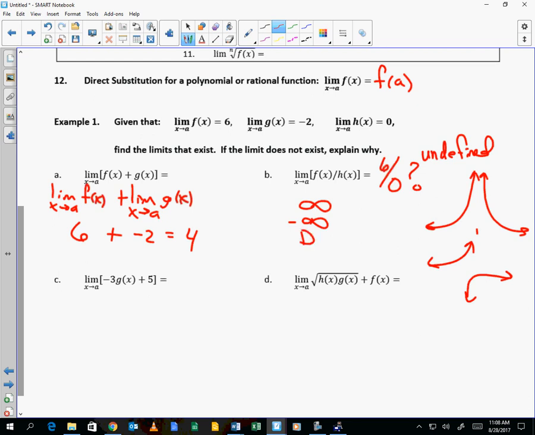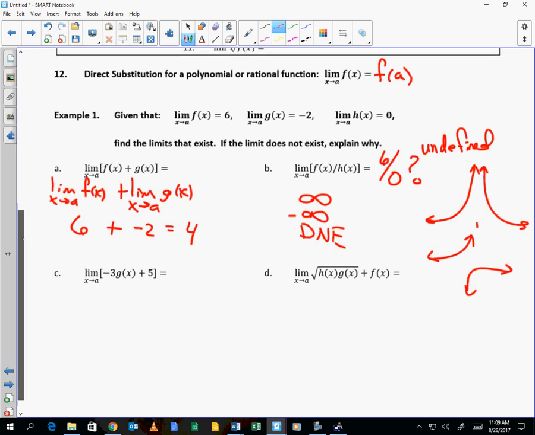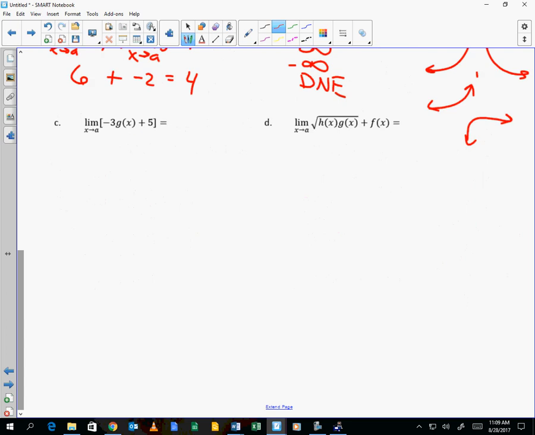So we really don't know. You know, we get 6 over 0. It could be infinity, it could be negative infinity, it could be does not exist. So I guess we'll write undefined, meaning we would have to find another way to determine it, okay? What do you think we do for C?